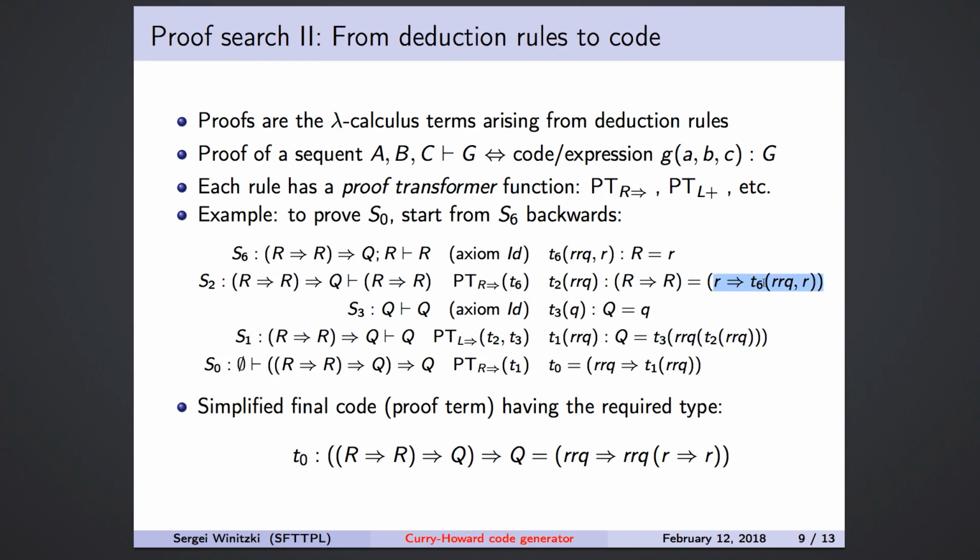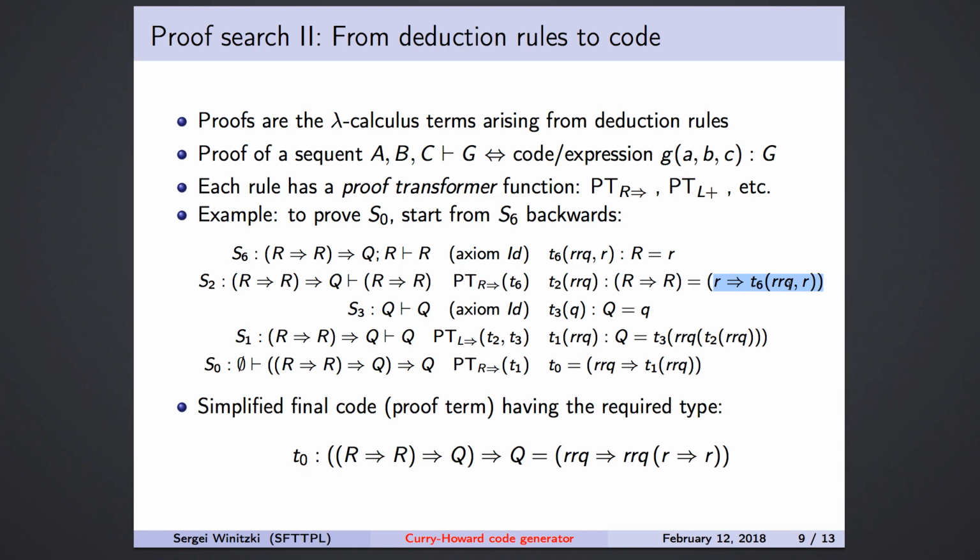So R goes to T6 of RRQ and R. Right. So this is now T2 of type R to R. T2 applied to RRQ is of type R to R. So that is the function from RRQ to R to R, which is this. And so on. So each time you have some sequence, you write down its proof. Either it is from axiom, or it is from another rule, which comes with a proof transformer. So you substitute the previous proofs into the proof transformer, and you have a larger and larger expression.